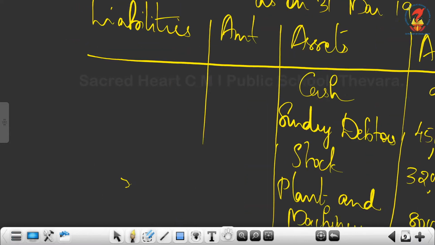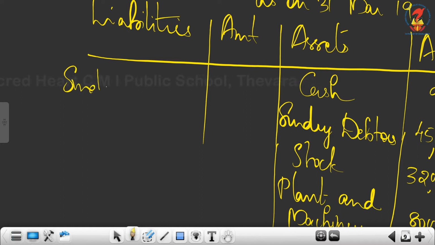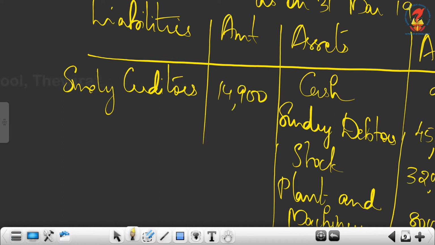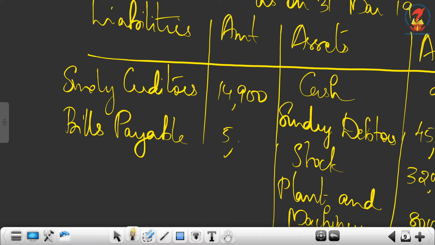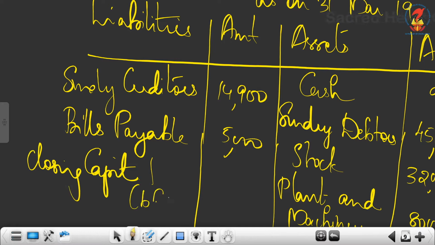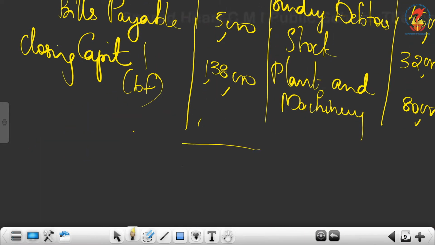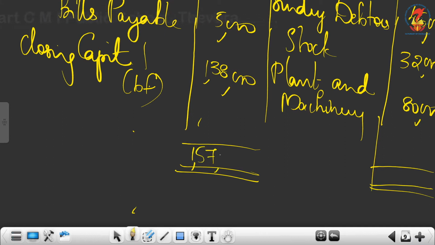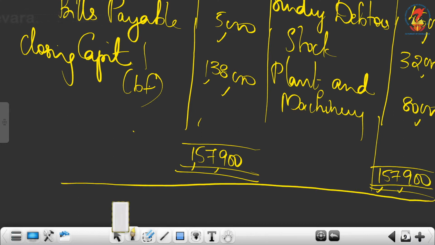Then on the liability side we have, for the year ending, one more item, that is bills payable also. So sundry creditors, the amount is 14,900 and bills payable 5,000. So the closing capital we will get, that's a balancing figure, 1,38,000. Total is 1,57,900. So now we got the values of opening capital and closing capital.